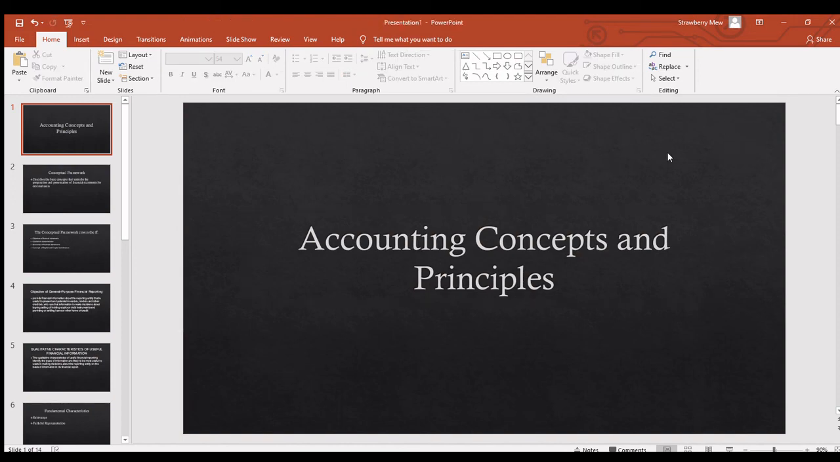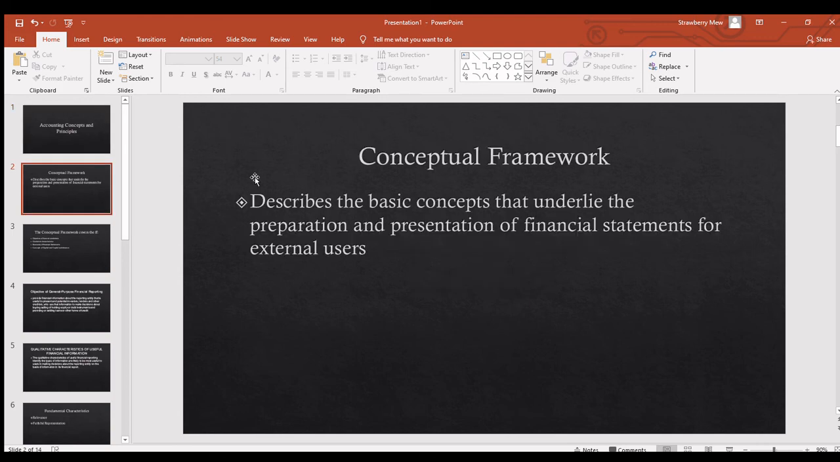So we'll be discussing the accounting concepts and principles. So this will be our third topic. Pero sa first topic natin kasi, we already discussed yung mga concepts na naisesend ko sa inyo. Right? So for this lesson, we'll be focusing primarily on the conceptual framework.